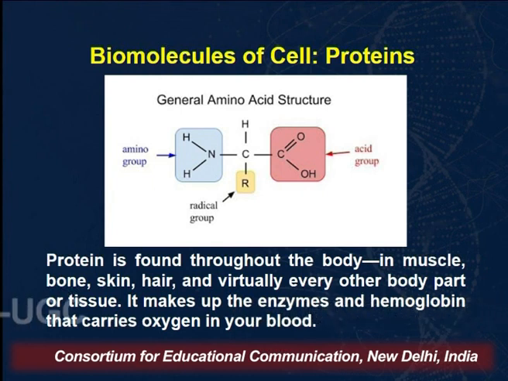Each amino acid has a general structure. There is a central carbon, hydrogen, and an R group. Then there is an amino group, and on the other side there is a carboxylic or acid group. So this is the general structure of an amino acid shown over there.